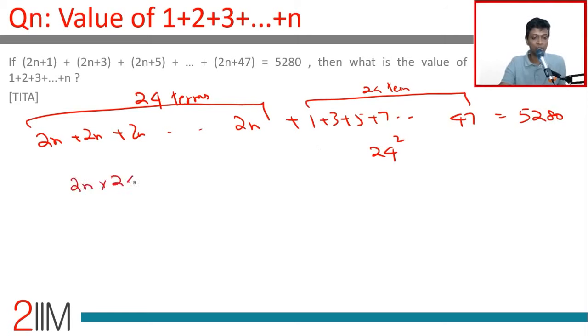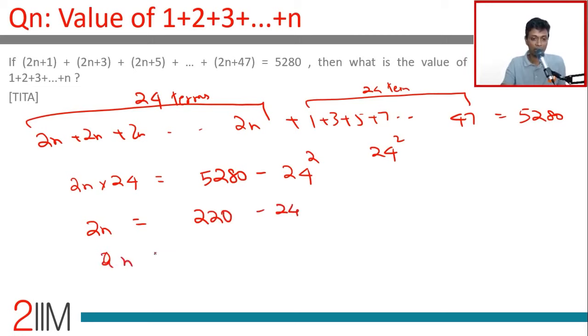And so 2n into 24 equals 5280 minus 24 square. This will be a multiple of 24. Let's cancel out 24. 2n equals 5280 by 24 goes 220 minus 24, or n equals 110 minus 12. 110 minus 12 is 98.